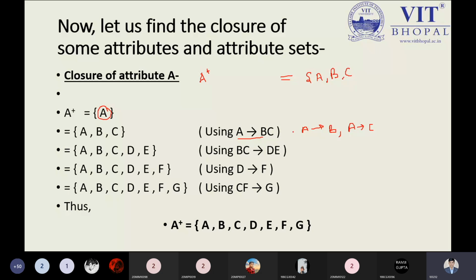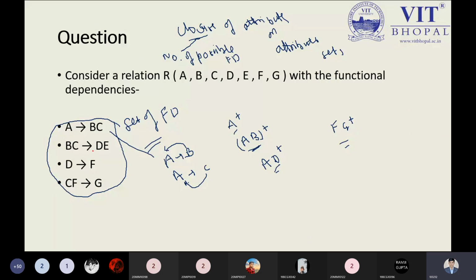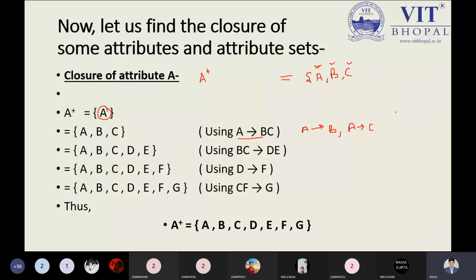Now let us check the other part. A is already here, B is already here, C is already here inside the attribute set. Next we have the dependency BC determines D. So from this point you will be able to see BC is already available. On the left side, any attributes which are already available, their dependent attributes will be part of the attribute set. I am speaking once again: if the left side attributes are available inside the attribute set, then the dependent attribute will be part of the particular attribute set only.